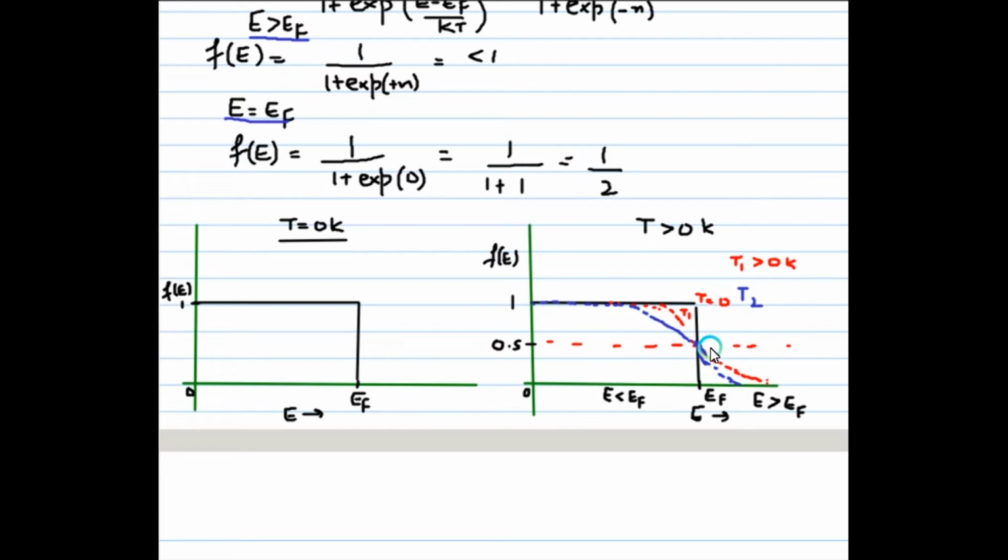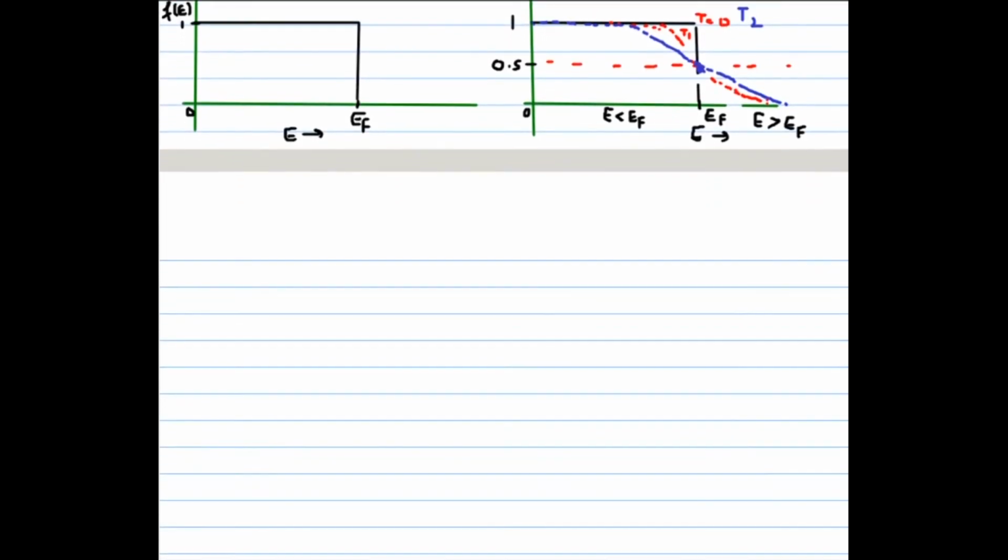All right, okay, but I guess I'll plot it more correctly. It will be like this. Now why did it change? See, here the value is lesser than 1 for energy greater than EF. When energy is equal to EF, it's 0.5. For energy lesser than EF, it's equal to 1. But as soon as the value of energy starts reaching EF, it has to obviously fall from 1, go through 1/2, and then reach here.